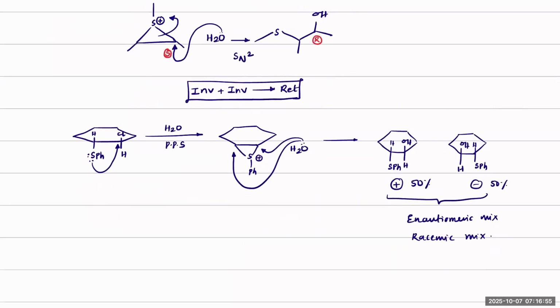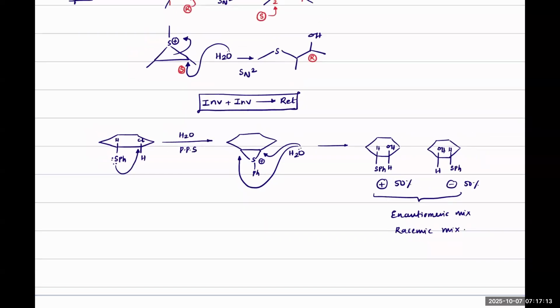Next. Now you can notice from here, sulfur attacks here, chlorine will be released. You will get a ring structure here. Now water can attack from both the ends here. Both the ends are open commonly. So you'll get 50% of this, 50% of this one. So overall, you will get an enantiomeric mixture or racemic mixture in both the cases.